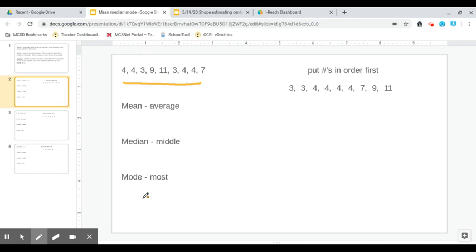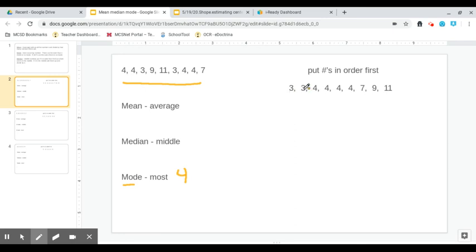The mode's the easiest one to do because it's obvious looking at this which one occurs the most. There are four 4's. There are only 2 of these, and 1 of those. So our most is obviously a 4 in this case. Most occurring is the mode. M-O, mode, most.